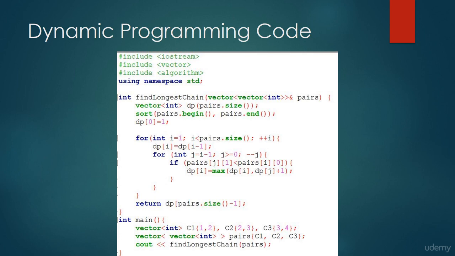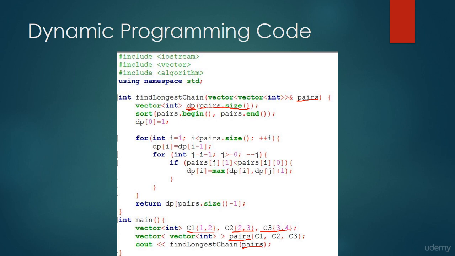So it's going to take the vector of vectors, where the inside vector is just a pair. Like here, it's 1 2, 2 3, 3 4, right? And then we make a vector called pairs, which has all these pairs, and we call findLongestChain on pairs. So we give the pairs to the function, and first of all we set up an array called dp, for dynamic programming, and we set its size to be pairs.size, which is how many elements there are in the vector, which is n elements.